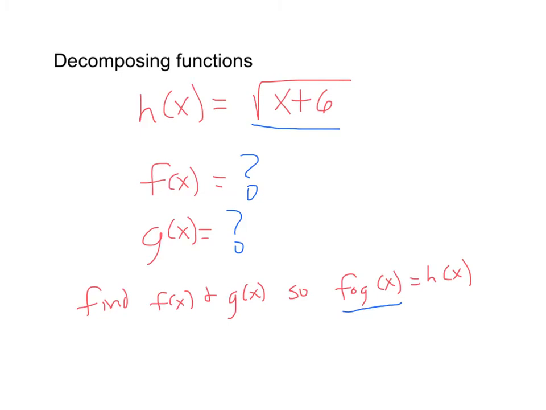Now the simplest way to do this is to look at what has my attention, which is under the square root: x plus 6. I'm going to let that be the g function. And then how would I make x plus 6 become the square root of x plus 6? I would need to place it under a square root, and so I'll call f the square root of x. Now, if I ran the composition of f composed with g of x, would that indeed make this h of x function? And the answer to that should be yes.